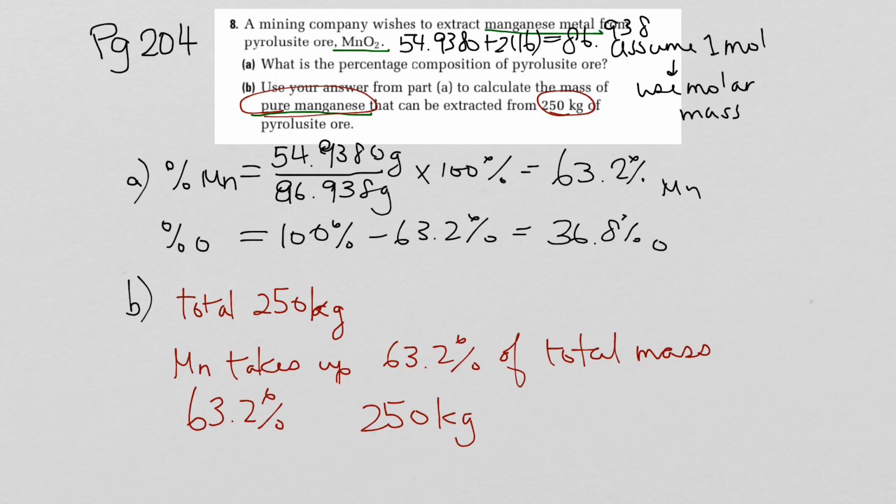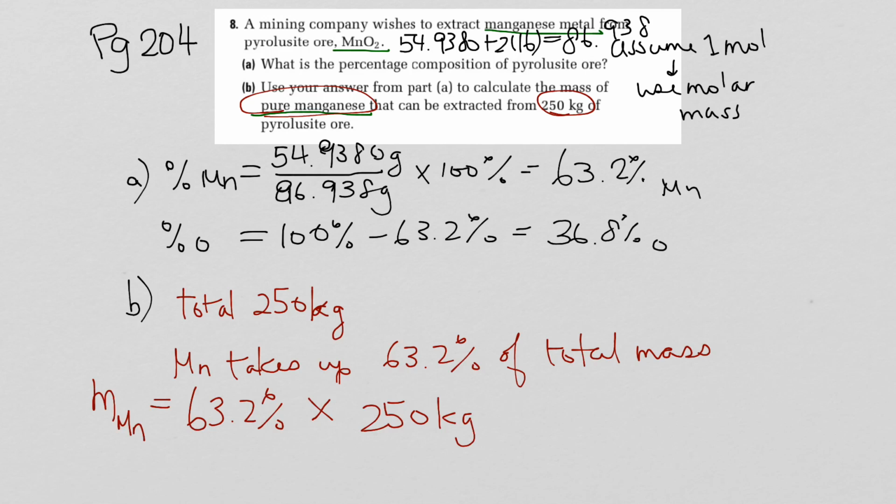So we can change this to a multiplication. And when we write that, it means 63.2% of 250 kilograms comes from manganese. So when I write this, again, it means the mass of manganese, so I should really write mass of manganese. Mass of manganese is always 63.2% of the total mass. So in this case, 63.2% of 250 kilograms comes from manganese only.